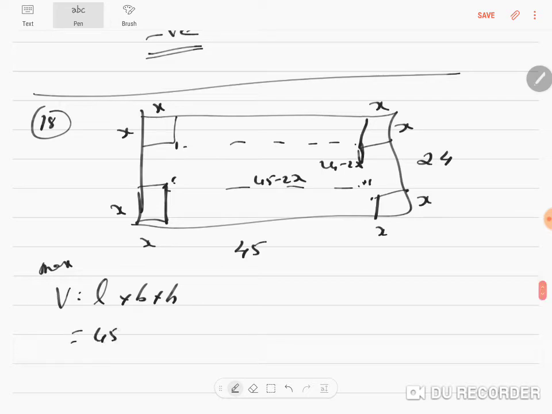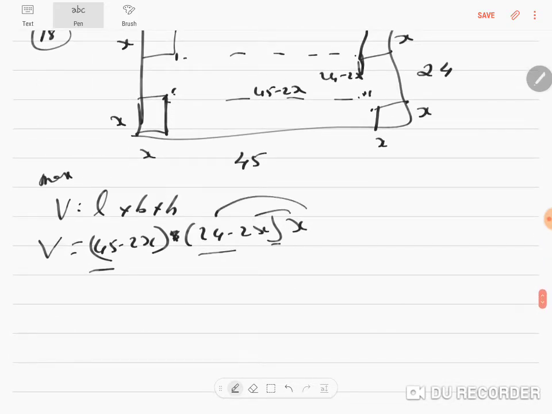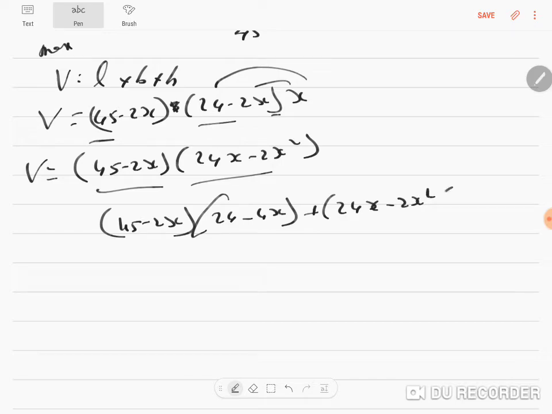So what is the length? 45 minus 2x in the box, breadth another 24 minus 2x, height another x. So you have u, v and w, it's hard for me to differentiate, so bring it inside. 45 minus 2x into 24x minus 2x square, now it's easy, I can differentiate it as u and v. The first one as it is, differentiate the second: 24 minus 4x, plus the second one as it is, differentiate the first: minus 2. Equate this to 0. You're going to solve this, okay.